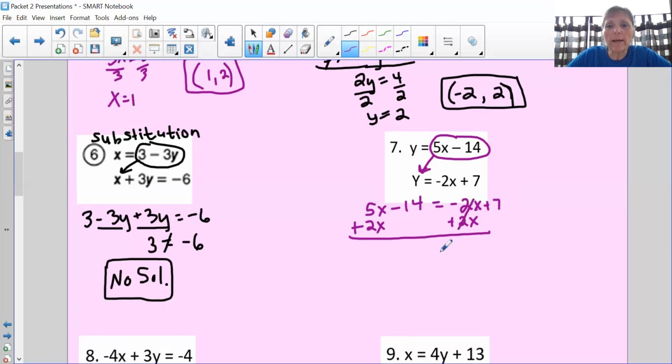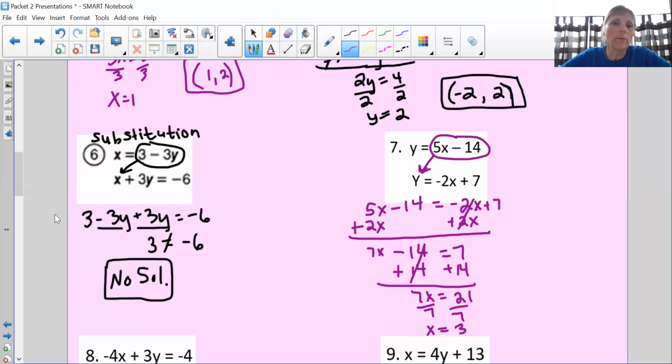These subtract away, and I'm left with equals 7. I have 5x plus 2x is 7x minus 14. Now I have an answer, so I don't have a choice as to what I move now. If this is a number and there's a number over here, I have to move it. So I'm going to add 14 away. The 14 subtract away, so I have 7x equals 21. We know that is 3. x equals 3.